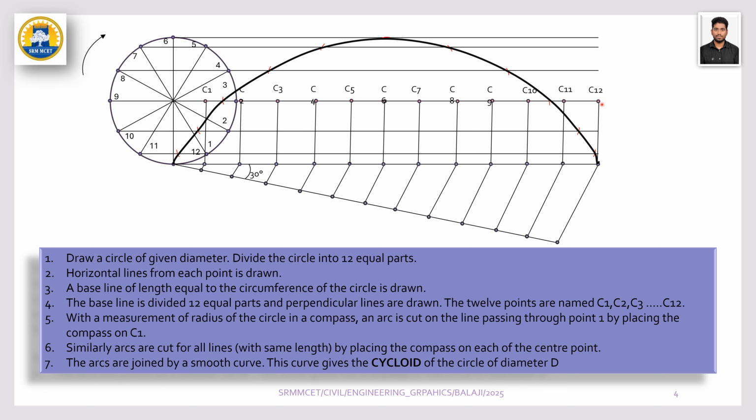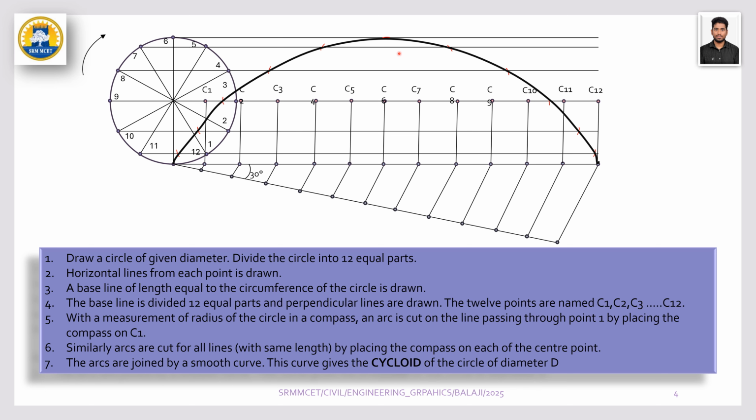Each point is named like this, after which the compass is taken and the radius of the circle is measured using the compass. The compass is placed on C1, and an arc is cut through the line passing through the first point. Similarly, another arc is cut by placing the compass at C2, and consecutively at C3, C4, C5, etc. up to C12, and depending on the point where the compass is placed, the arcs are cut on the corresponding lines.